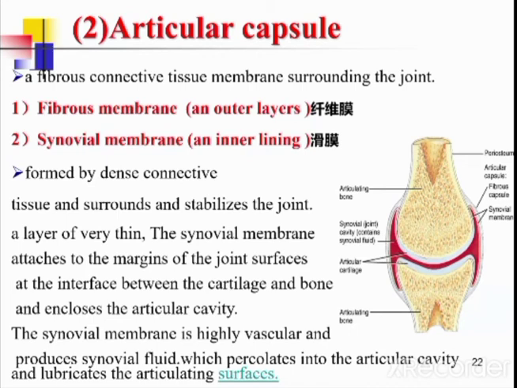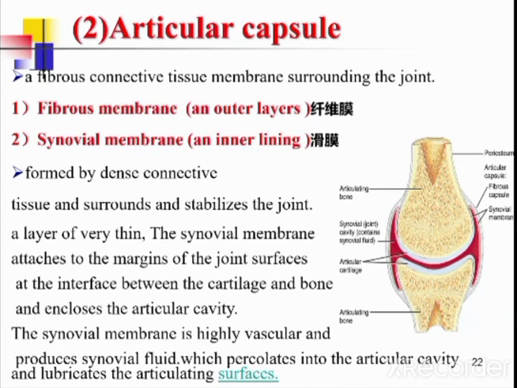The synovial membrane attaches to the margins of the joint surfaces at the interface between the cartilage and bone and includes the articular cavity. The synovial membrane is highly vascular and produces synovial fluid, which percolates into the articular cavity and lubricates the articulating surfaces.